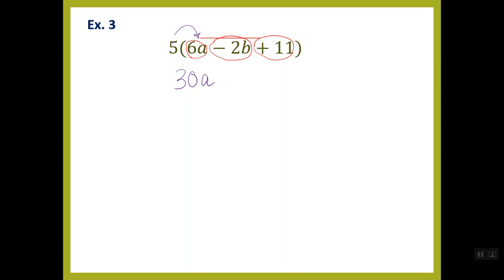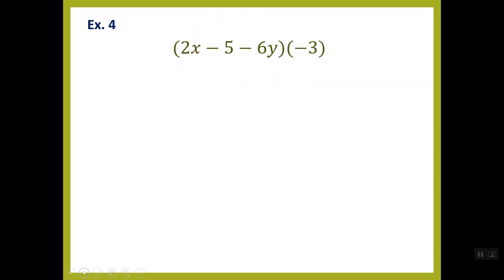Now we're going to multiply 5 times negative 2b. We're just going to multiply the 5 times the coefficient negative 2. 5 times negative 2 is negative 10, so we have negative 10b. And then 5 times 11 is 55, so I'm going to put plus 55. So you can see that I very carefully put arrows going from what I'm multiplying to each term inside the parentheses, and that helps me keep track of what I'm doing.